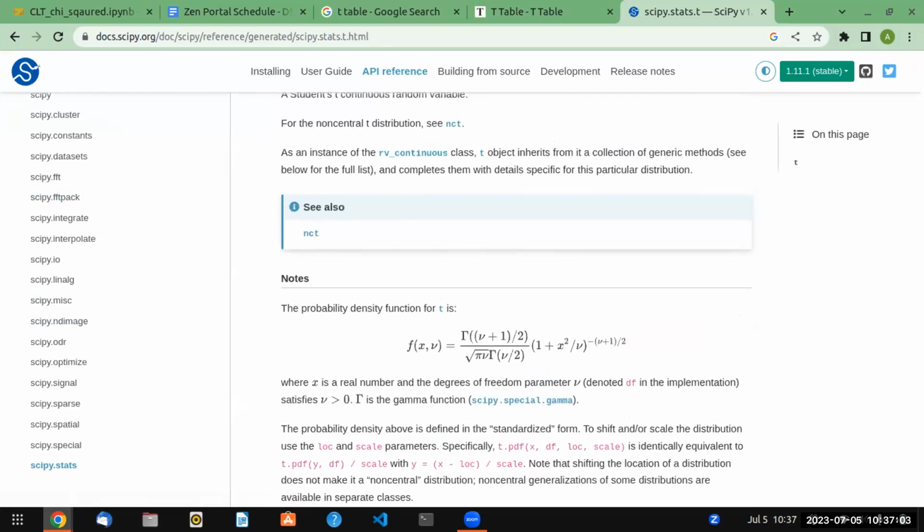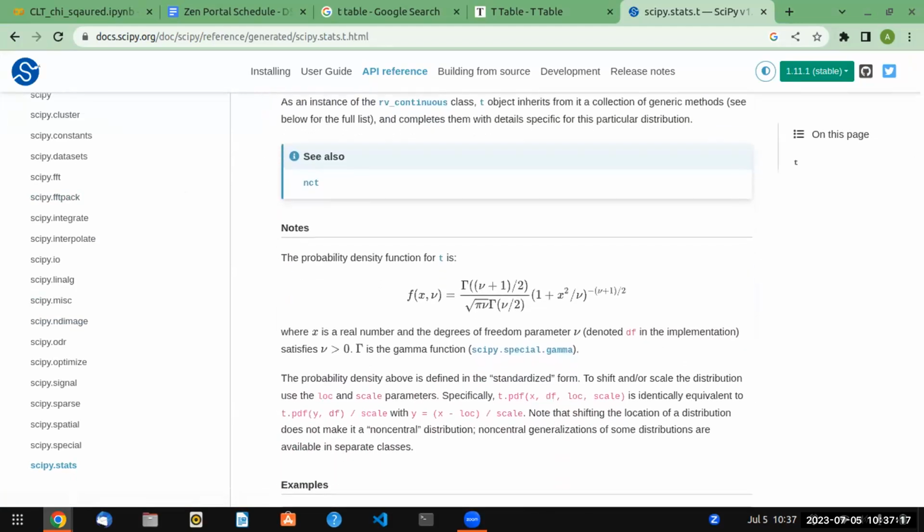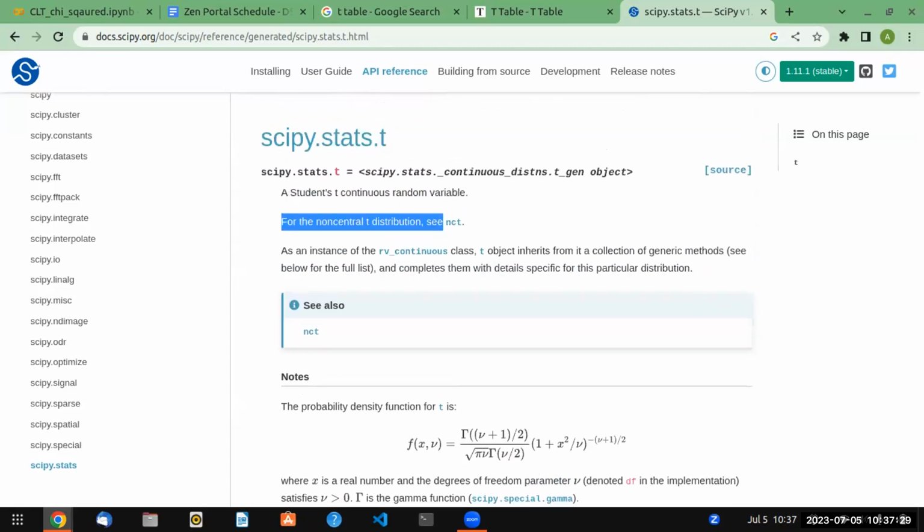So here, what is the documentation, guys? A student's T continuous random variable for the non-central T distribution. Okay, I have not explored this actually, but here the probability density function is f of x, p, where x is a real number. Do we have any functions? Guys, T dot ppf we are choosing, right? What are we seeing? Oh, no, not this one.